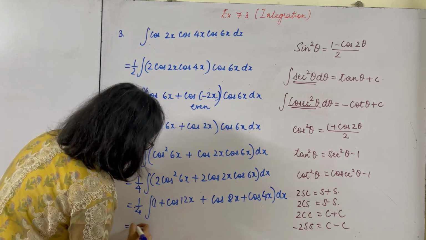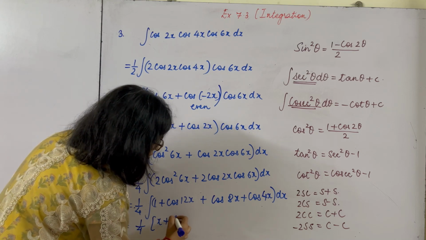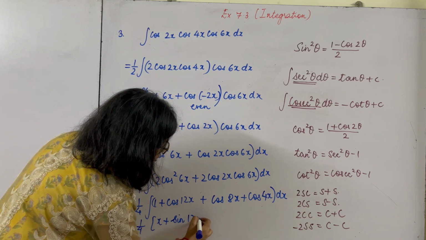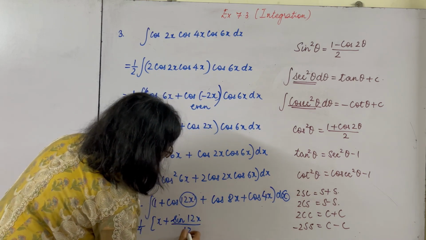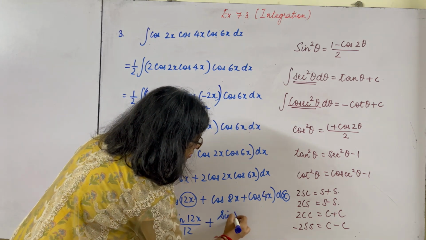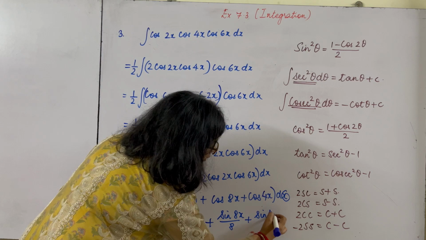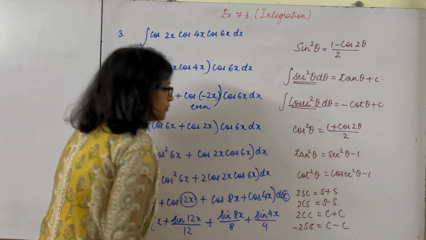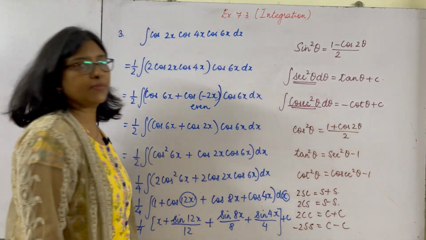So I'll remove this bracket. Okay. So now we integrate, we have x, cos integration is sine, but because this is 12x and this is x, we'll differentiate 12x in the denominator. Same for this one, sine 8x upon 8 and sine 4x upon 4. And obviously our integration constant c.